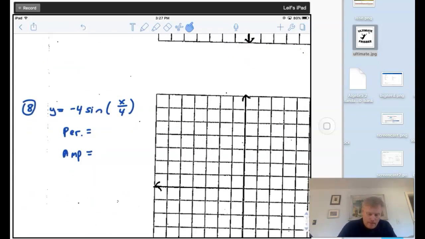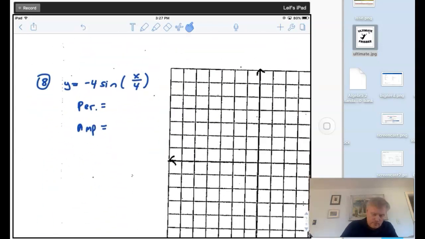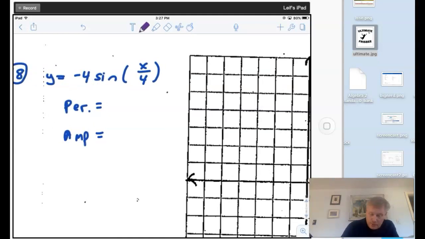Next one. All right, so this one. Period and amplitude. Amplitude, absolute value -4 is 4. I like that one. That's nice and easy. The period will be 2 pi over 1/4. So remember, flip that upside down and multiply. It gives me 8 pi.